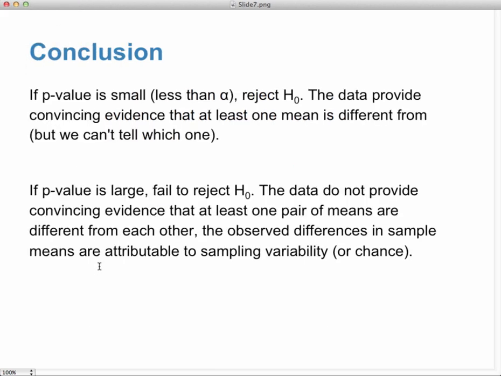Conclusion: if the p-value is small, that means it is less than alpha, we reject the null hypothesis. So nice, just like before. In other words, that part has not changed. So p-value small, reject H0. The data provide convincing evidence that at least one of the means is different. P-value large, fail to reject H0.